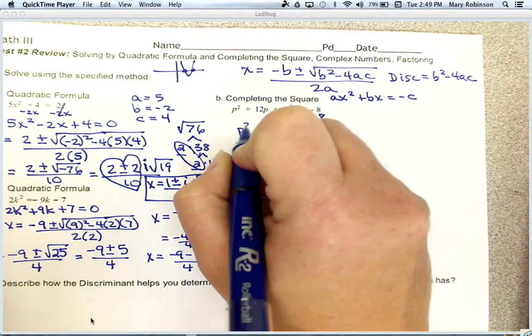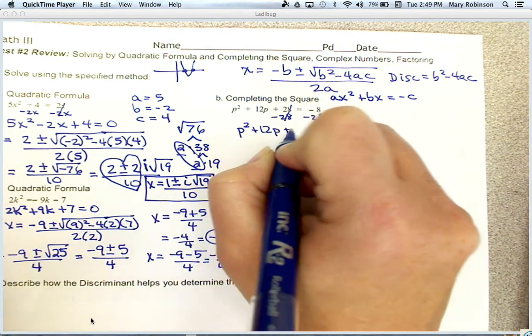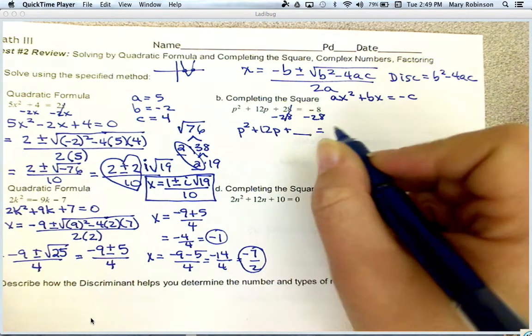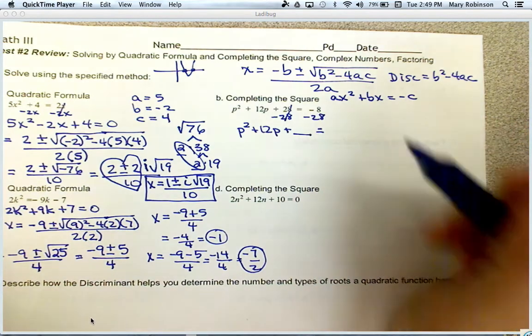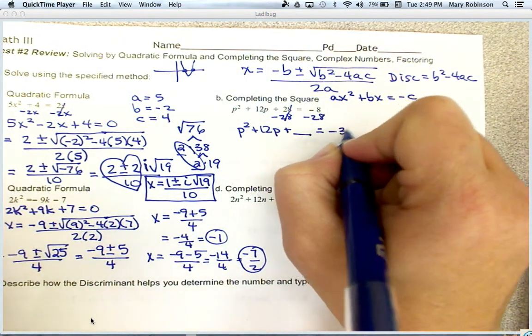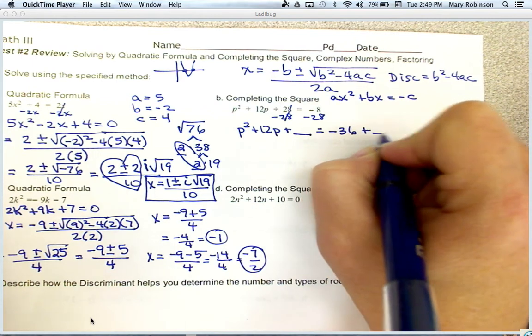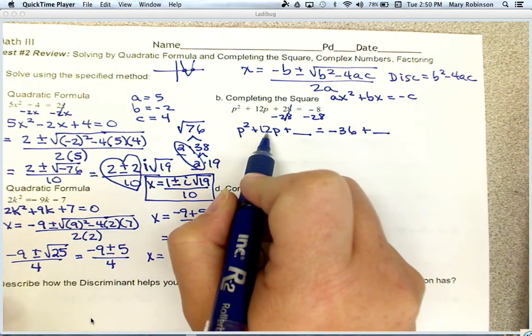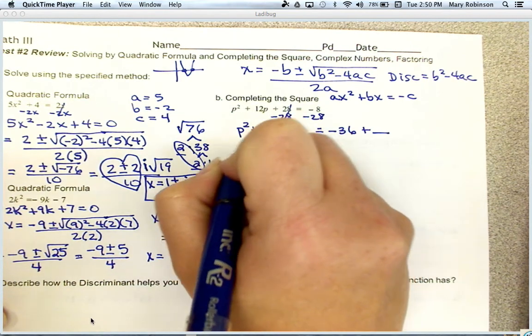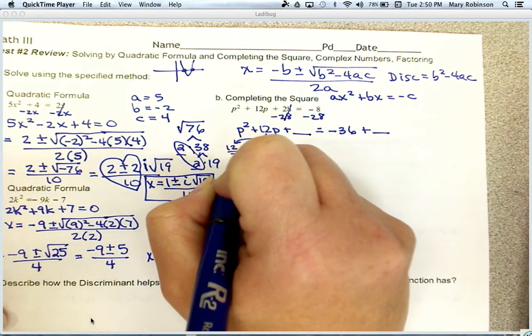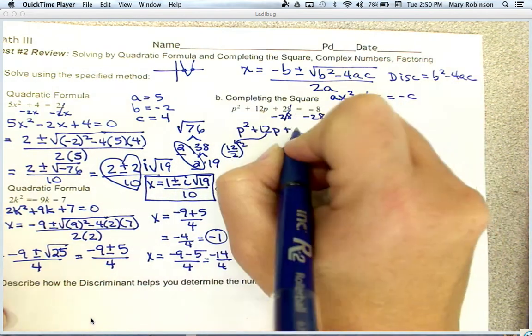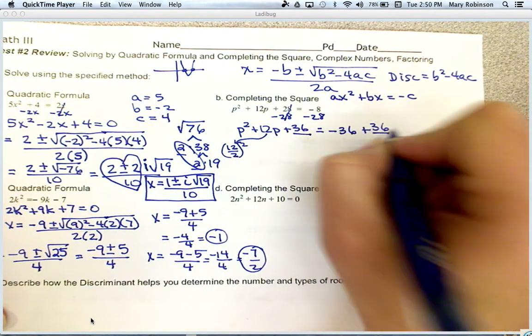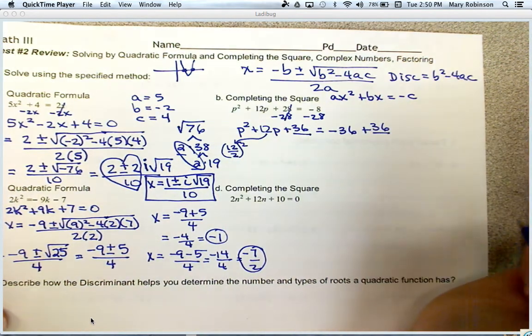Remember, our next step is to complete the square, so we'll put in plus blank. Negative 8 minus 28 is negative 36 plus blank. Our next step is to take half of b and square it. So if I come over here and do 12 over 2, I get 6. If I square 6, I get 36. So I'm going to put those in my blank.